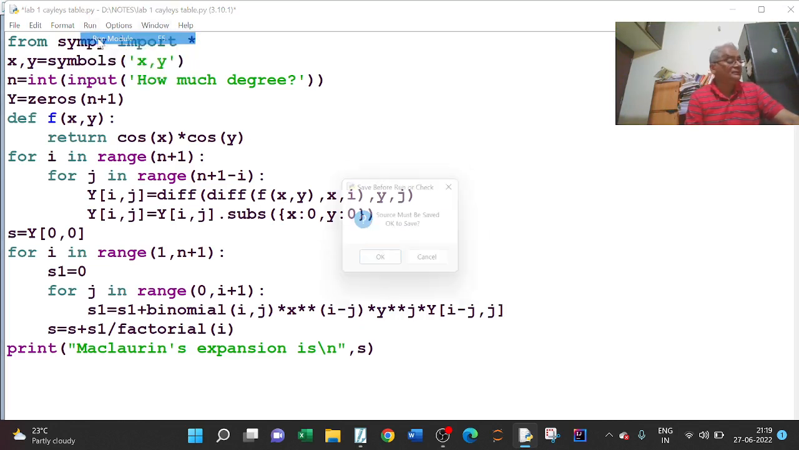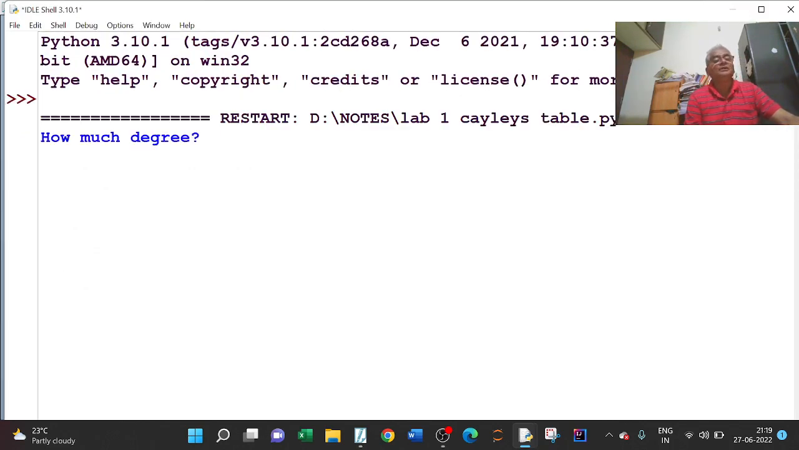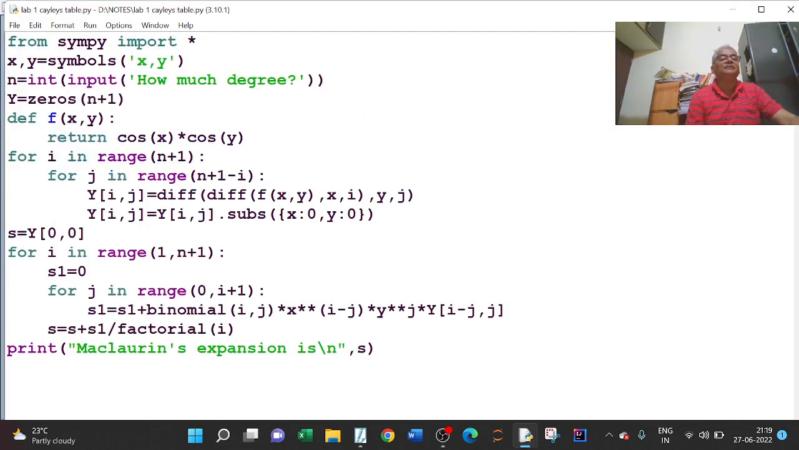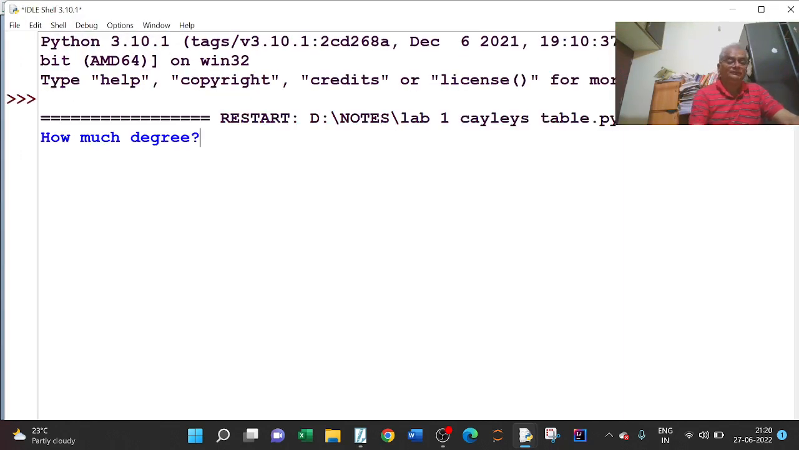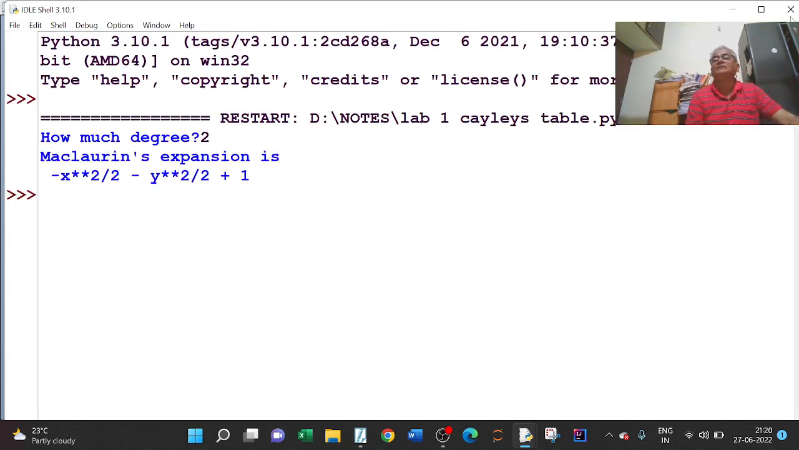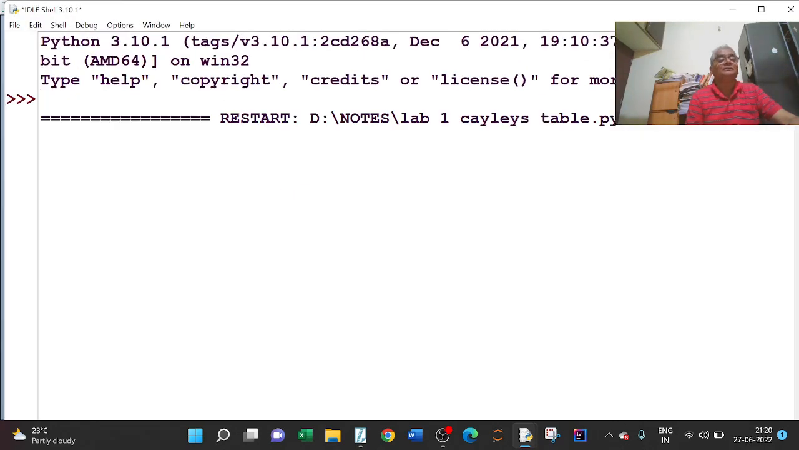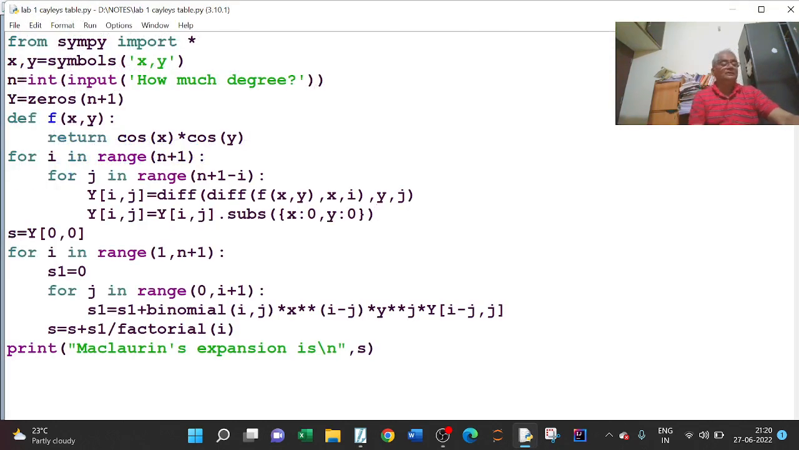Running this, okay. Again, how much degree terms? If I say 4, I am getting this, okay. And same function, okay, let me say if I take 2, I am getting this. And 1 is 1. Okay. Next I can go to one more example.